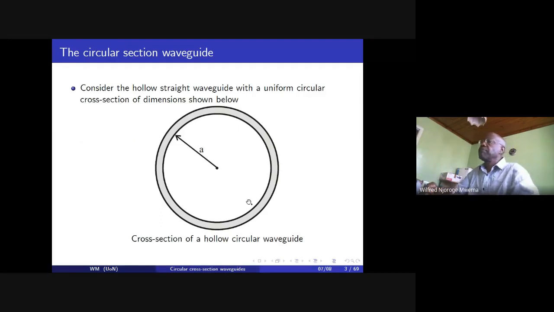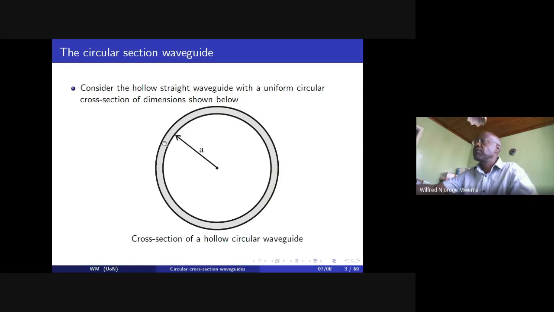So we consider a circular pipe. This could be like a water pipe that we use in the house. So it's a round pipe, okay, with conducting walls as shown below, where we have a radius of A from the center, and the pipe wall has a finite thickness. But for now, if we assume that the walls are perfectly conducting, the thickness is of no consequence, because then skin effect is not an issue, because the depth of penetration would be zero in that particular case.